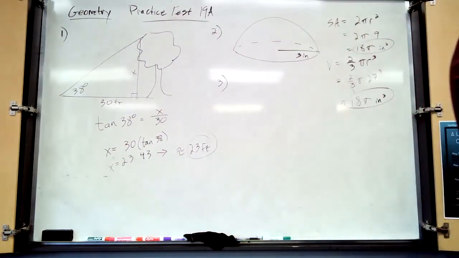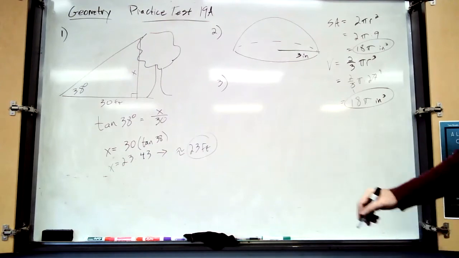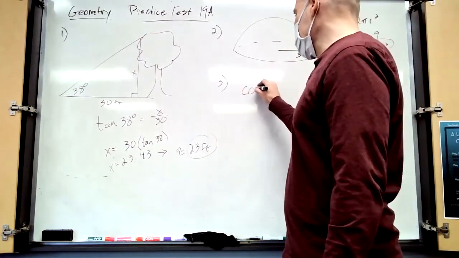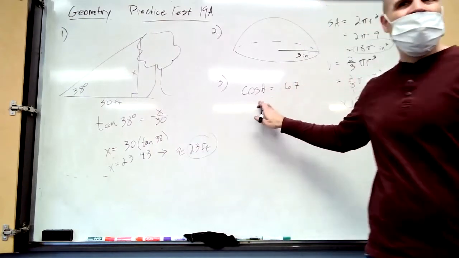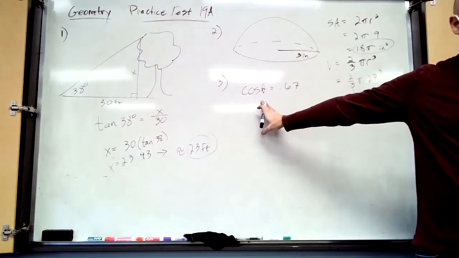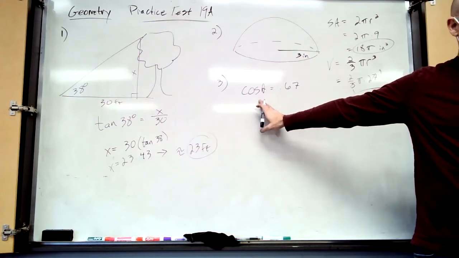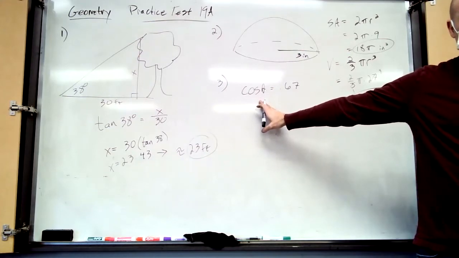Well, we don't know what sine of theta is because we don't know what theta is. But they don't give us theta, but they give us the cosine of theta. So we can figure out what theta is, right? If cosine of theta equals 0.67, how do you solve for theta? How do you find theta? You remember how to get theta if you're just given the cosine?